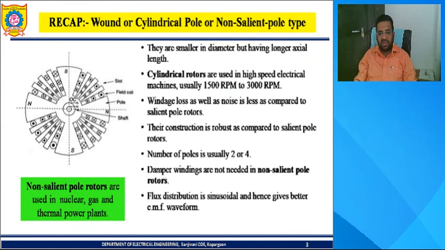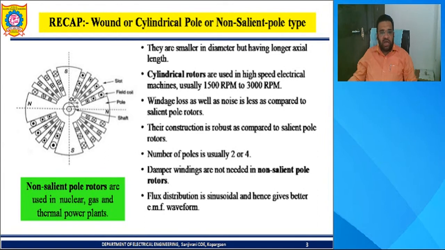Let's take a recap of whatever we have seen up till now. Up till now, we have seen there are two types of rotor in synchronous machines. One is called non-salient pole, another is called salient pole. Non-salient pole is also called wound rotor or cylindrical rotor. What is the specialty of this rotor? They are small in diameter, but have a longer axial length.